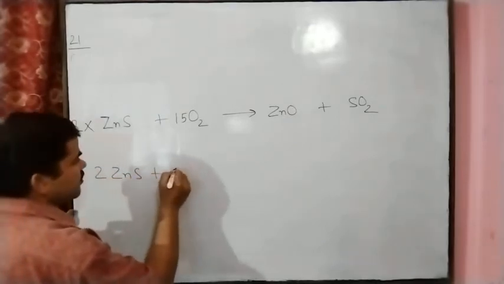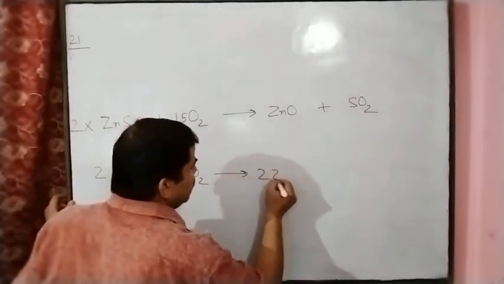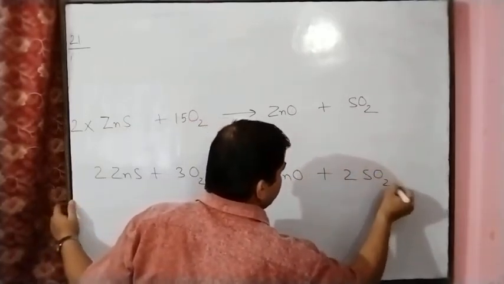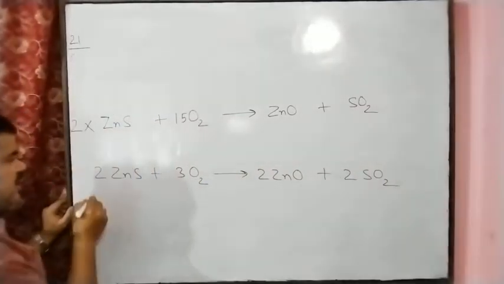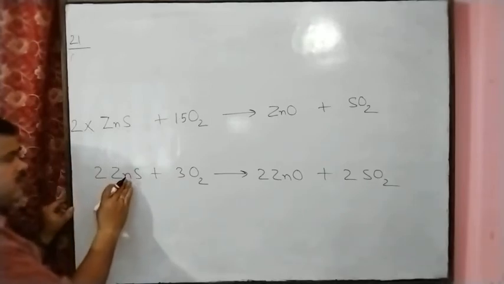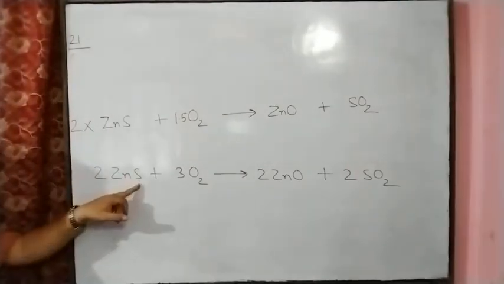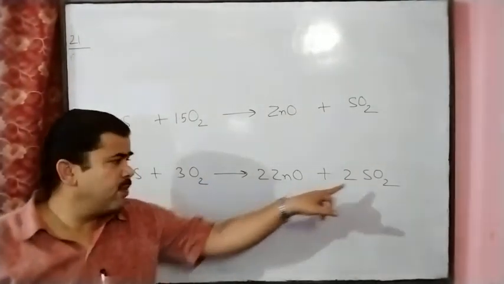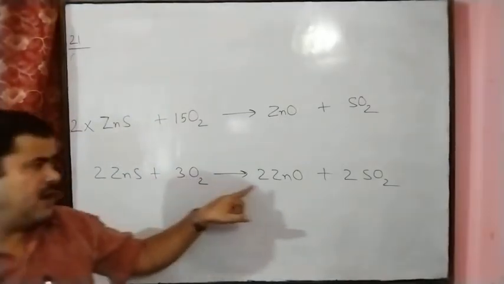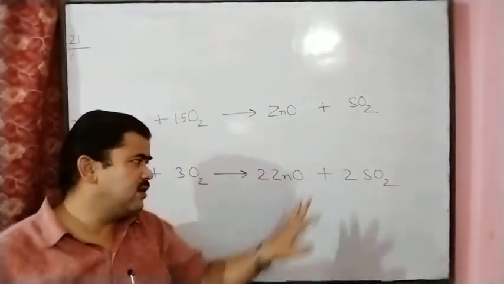2ZnS plus 3O2, then this gives 2ZnO plus 2SO2. So in this equation we can see the number of zinc here is 2 on the reactant side and on the product side also zinc 2, balanced. Sulfur here 2, sulfur also here 2, balanced. And after this, oxygen 3 times 2 is 6 oxygen atoms, and here we can see 2 here and 4 here, total number of oxygen 6, balanced.